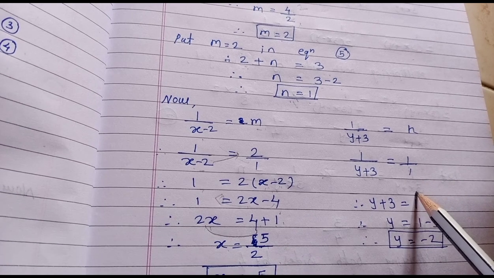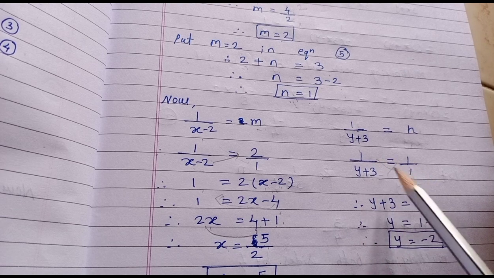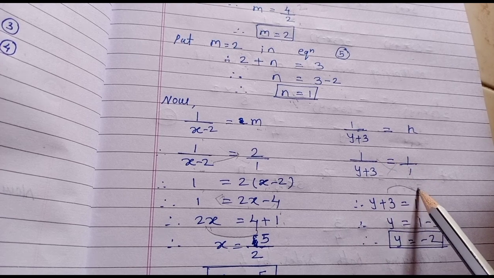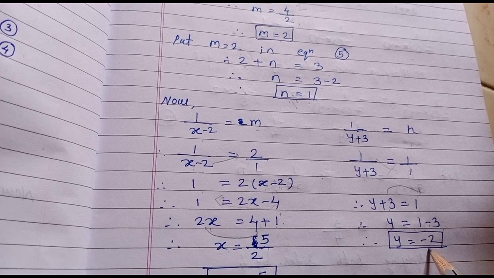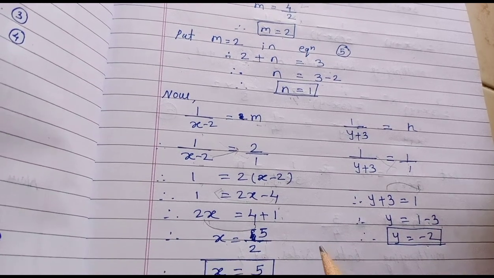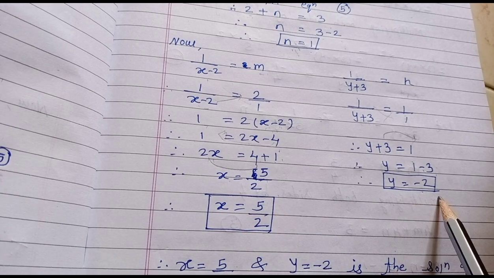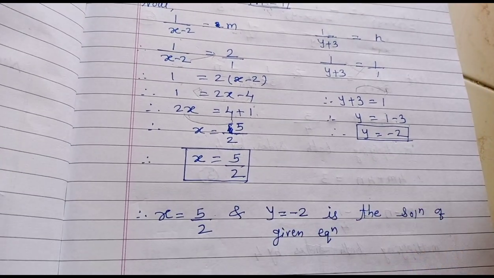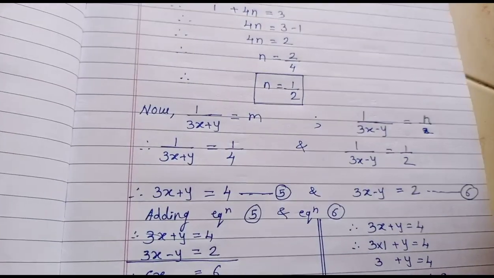Now see here, again cross: y plus 3 1s are y plus 3, 1 1s are 1, plus 3 becomes minus 3, then 1 minus 3 is minus 2. Okay, understand, that is x is equal to 5 upon 2 and y is equal to minus 2 is the solution of the given equations. I think you understand this third sum.